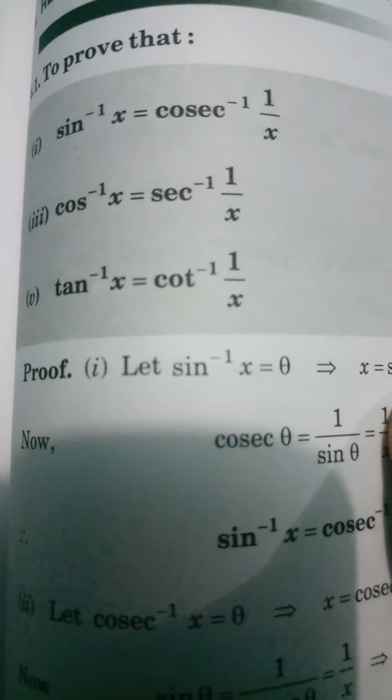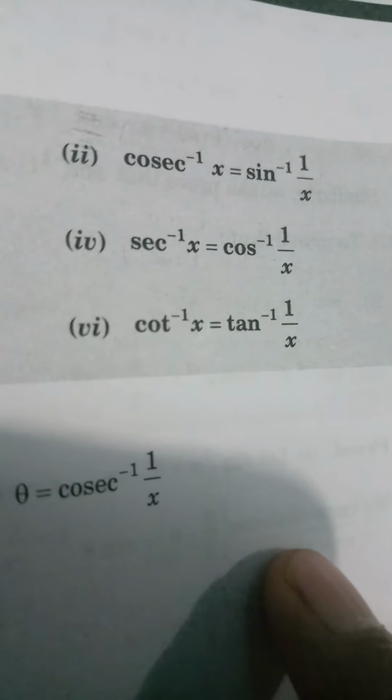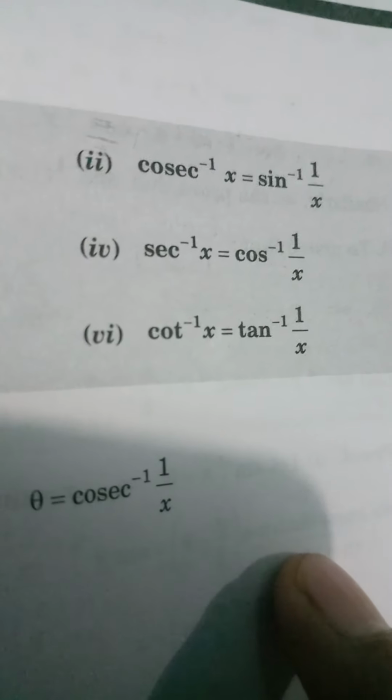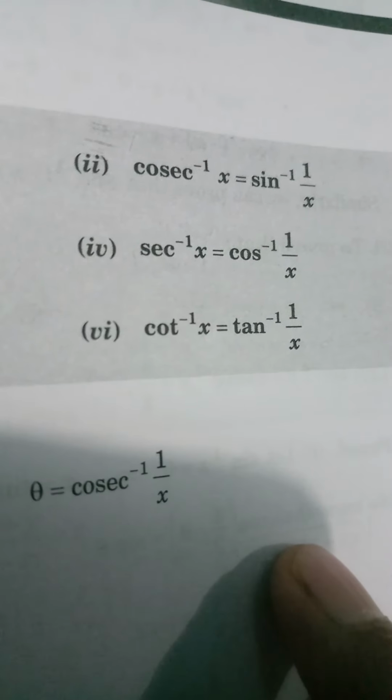To prove that sin inverse x equals cosecant inverse 1 by x, cos inverse x equals secant inverse 1 by x, tan inverse x equals cot inverse 1 by x. Second, cosecant inverse x equals sin inverse 1 by x, secant inverse x equals cos inverse 1 by x, cot inverse x equals tan inverse 1 by x.